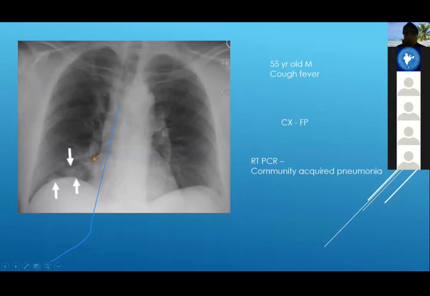So here the teaching point is that a focal pneumonia can be either COVID-19 pneumonia or a bacterial pneumonia. So you can correlate with the RT-PCR result, and also clinically, and again serial X-rays, no need for taking a CT chest.